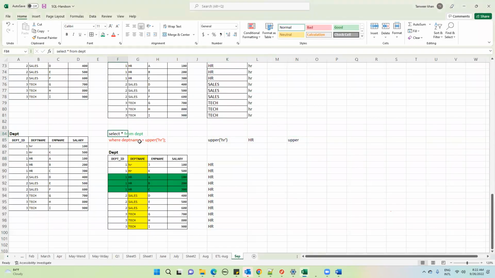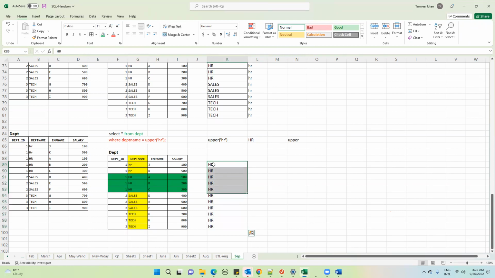Here in this question, we were trying to match department name equals upper HR. So if I write upper HR, it means this HR in uppercase. Correct. Now you are telling the SQL engine to filter this department name column, right? This has to be filtered with upper HR, meaning this HR. So you are trying to match this with this value. Correct? Okay.